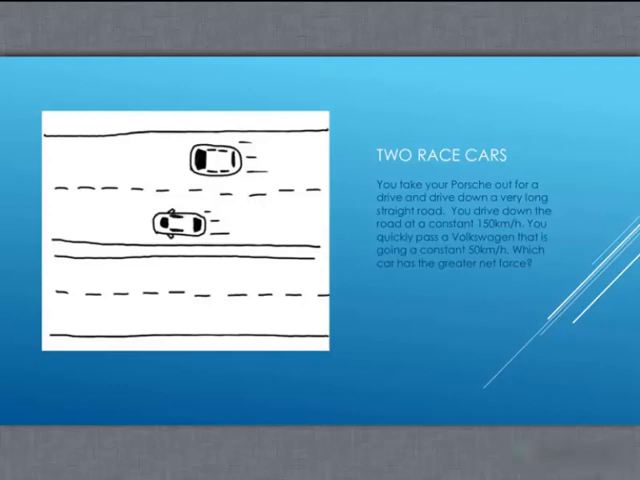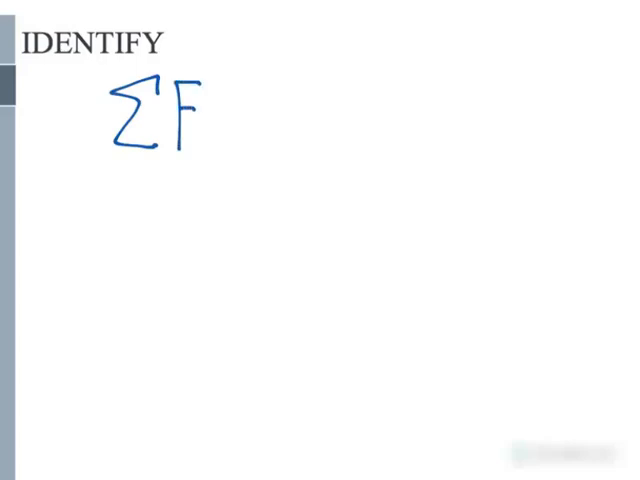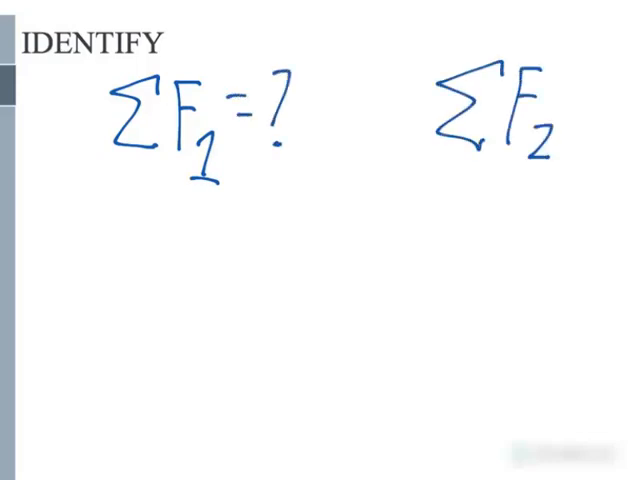Now the first thing we need to do is to identify any relevant concepts, variables, and maybe a target variable that we're looking for. Now the tricky part here is we are looking for the net force. So we are looking for F net. This is going to be for both cars. We'll just label them car 1 and car 2 over here. So these are the two variables we're looking for.